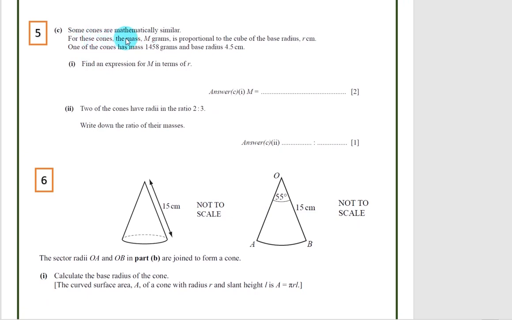Some cones are mathematically similar. For these cones, the mass m grams is proportional to the cube of the base radius r. One of the cones has mass 1458 grams, and the base radius is 4.5 centimeter. Find an expression for m in terms of r.